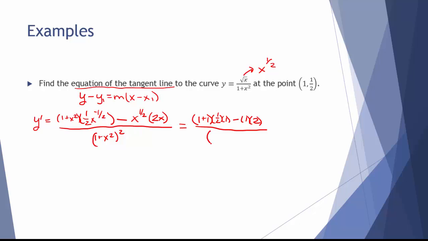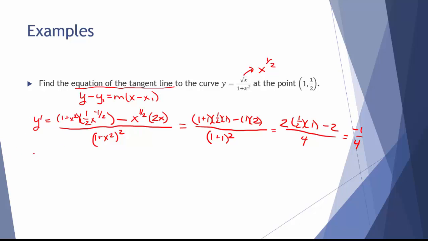In the denominator, we'll have 1 plus 1 squared, so that's (1 plus 1) squared. So when we're done, we have 2, we have 1/2 and 1 in our first term, minus 1 times 2 gets me 2, over 2 squared, which is 4. This becomes 1 minus 2, which is negative 1/4. So the slope of that tangent line should be negative 1/4.